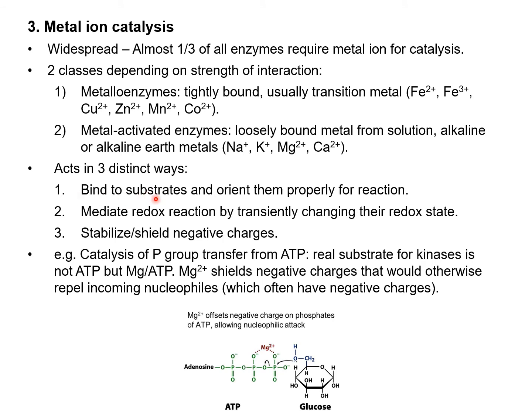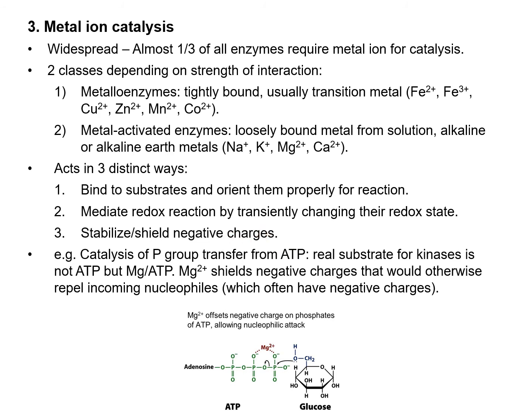And this metal ion catalysis acts in three distinct ways. It can bind to substrates and orient them properly for the reaction, and it can also mediate oxidation-reduction reactions, where protonation and deprotonation are involved, by transiently changing their redox state. And we're going to discuss much more in depth about these redox reactions in the coming lectures. And also, metal ion catalysis can stabilize and shield negative charges to achieve the catalysis.